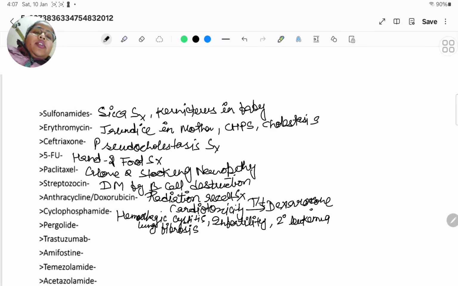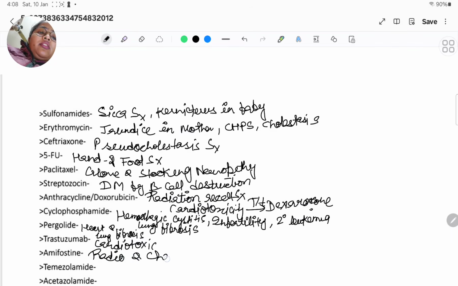Now, cyclophosphamide was causing lung fibrosis. Here, pergolide is another drug which causes both heart and lung fibrosis. Now, trastuzumab, you all know, is cardiotoxic and causes cardiomyopathy. Now, amifostine is a radio and chemoprotector, sorry, radio and chemoprotector.